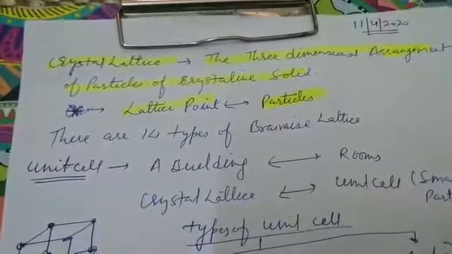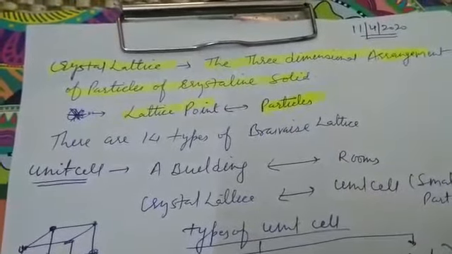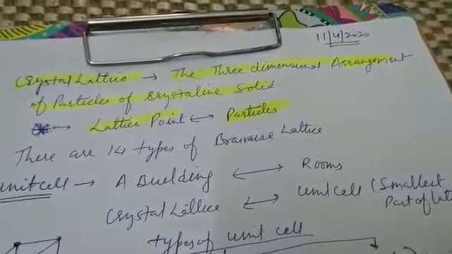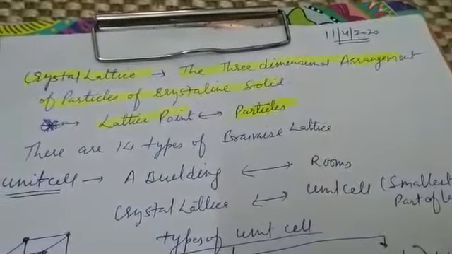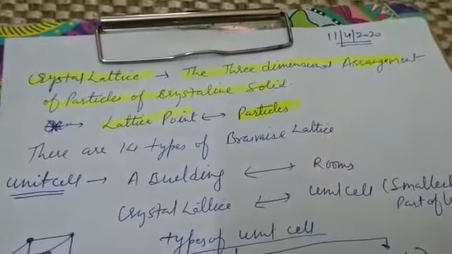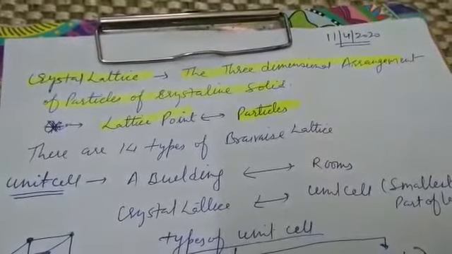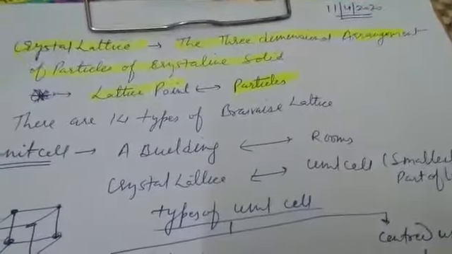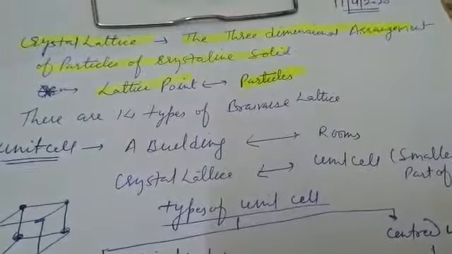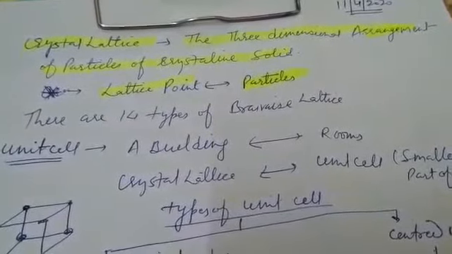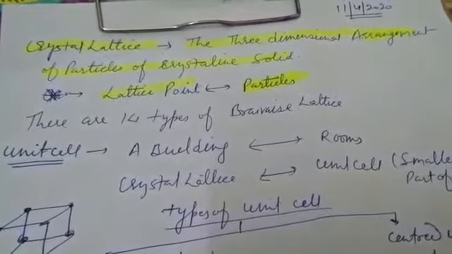Now today we will discuss crystal lattice, which is defined as the three-dimensional arrangement of particles of a crystalline solid. Perhaps you understand the definition very well. Now, if you read the term lattice point anywhere in this chapter, then you will understand that the lattice point refers to a particle.